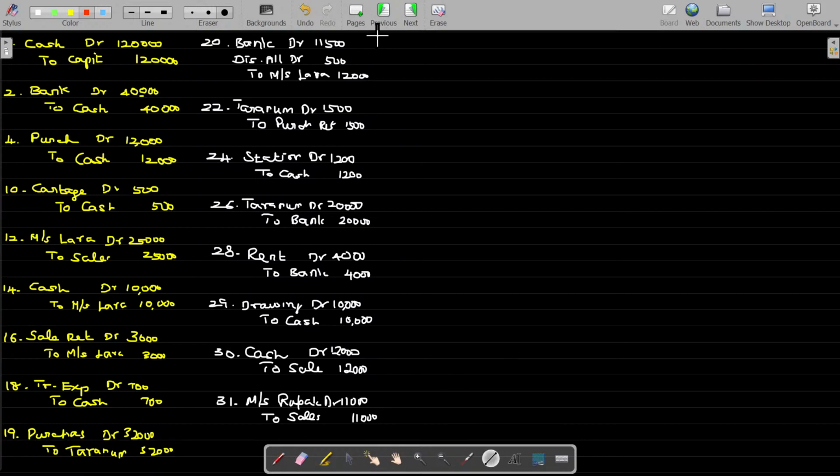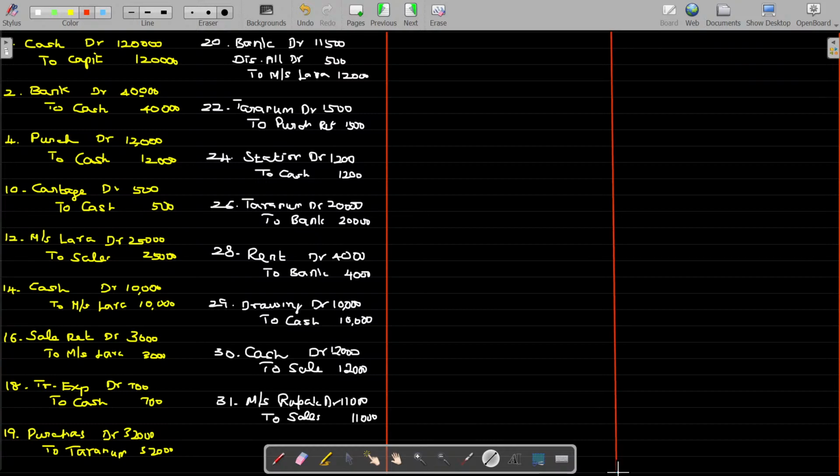So let's see here. Ledger posting. We have debit and credit side for each and every account. Ledger book consists of various accounts, right? Here I am going to classify all these things.